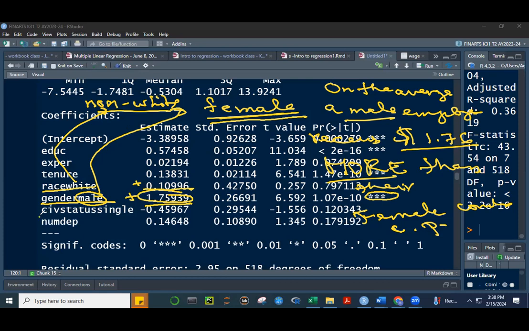Okay, same here, class, civil status. Again, married comes first, so that became our reference. So we read civil status single. On the average, single employees receive $0.46 less, class, because this is negative, than their married counterparts, ceteris paribus.